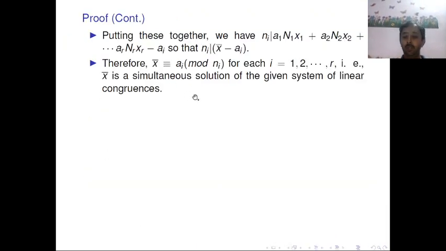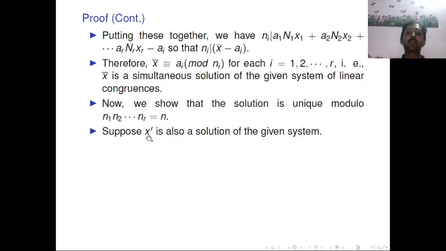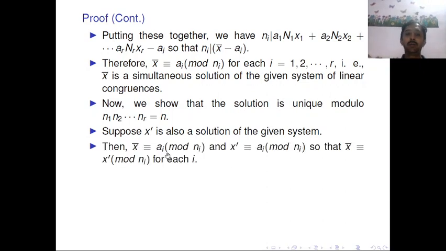So to prove that x bar is a unique solution, to show that the solution is unique modulo n1 into etc. nr, which is n, we will choose x dash to be another solution of the given system. So x bar is one solution and x dash is also another solution of the given system. So that means x bar is congruent to ai mod ni and x dash is congruent to ai mod ni for each i from 1 to r. Now x bar congruent to ai mod ni and x dash congruent to ai mod ni implies that x bar is congruent to x dash mod ni.